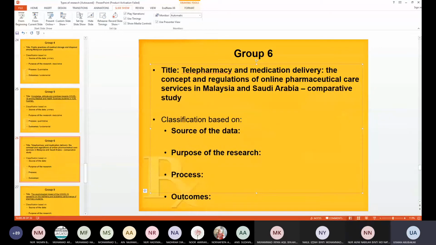Right. Okay, yes. So how do you classify it? It's secondary. Secondary data. Or what? Sorry, Doctor. Again? Is this a review? Yes, review. Okay.